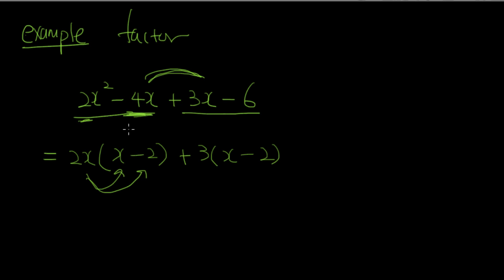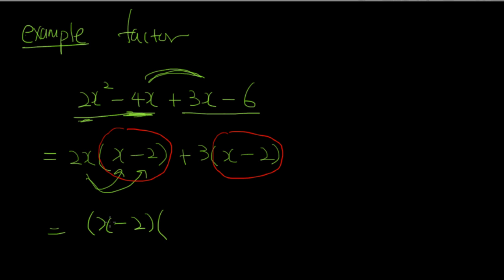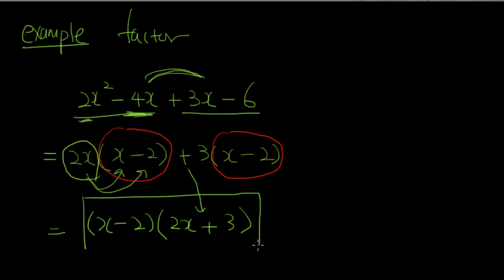Now we have this and this in common, right? So let's factor this. Once we factor it out, what's left behind is 2x plus or minus. Well, since that's plus, this is going to be plus, and 3 is left behind. And that's going to be our final answer.